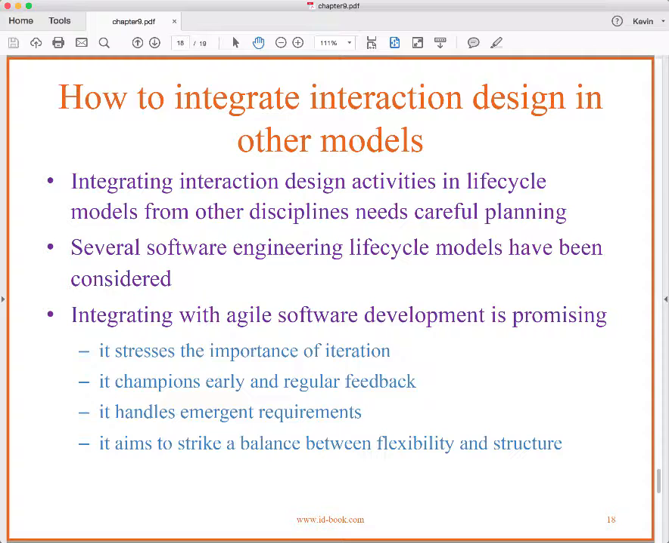Now, how do we integrate this approach to interaction design to other models, in particular software engineering or systems development lifecycle models?